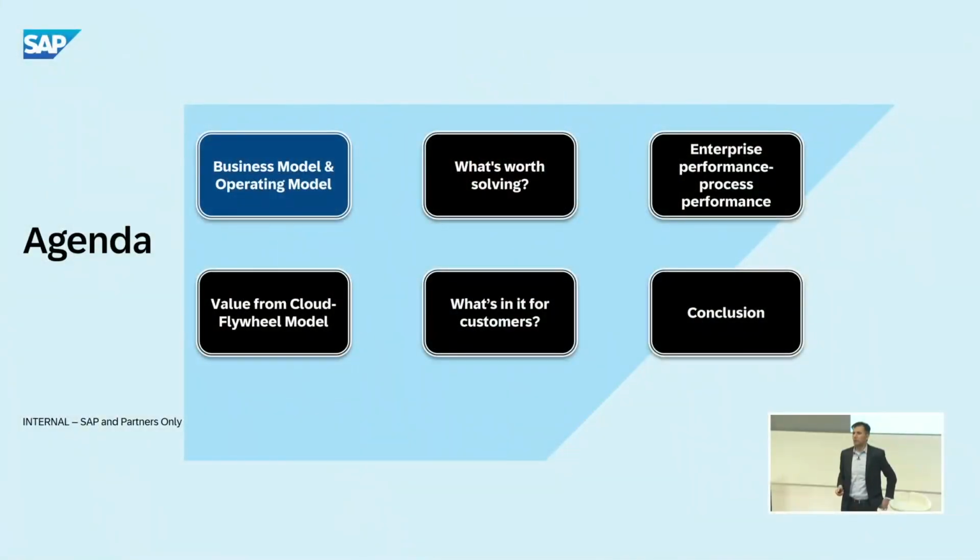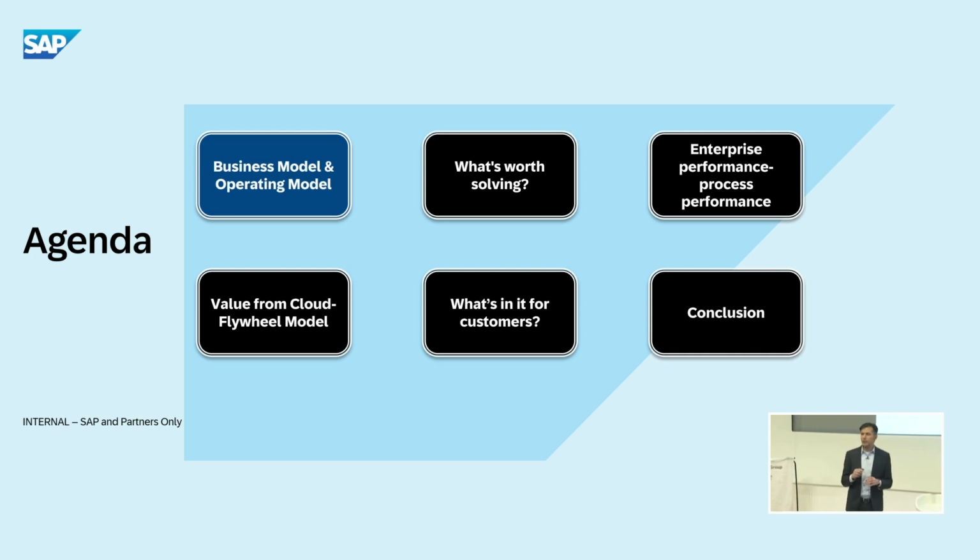So in today's session, I plan to touch upon a little bit of business model and operating model from the business strategy perspective. Followed by what's worth solving. We discuss a little bit of that as part of the example. Then the best practices and approach we are using to do that. The third is, how do we connect the dots between enterprise performance and process performance? Once you know what you are solving, how does that impact your overall organization goals? That linkage is very important.